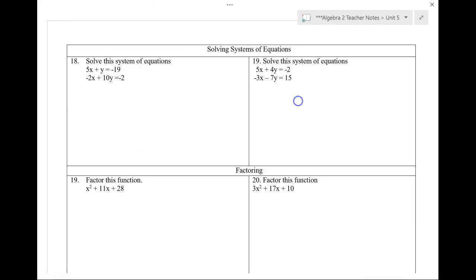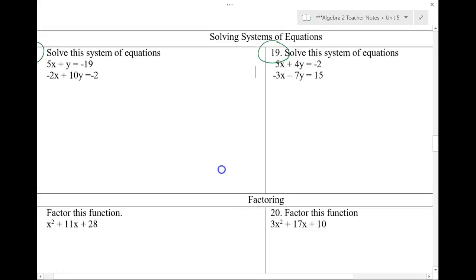Okay, let's go to the next. So we're going to solve systems of equations here. Let's start with this first one. I'm going to solve number 18 by substitution, and I'm going to solve number 19 by elimination. So I'll show you two different ways.